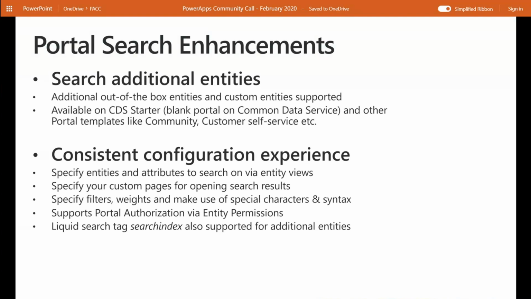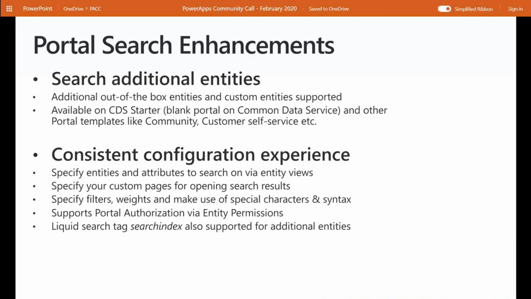So one can now specify entities and attributes via a portal search named entity view, which is going to define the scope of the set of attributes that you are going to allow search on, and hence be indexed, for the search to run the queries off. The next thing is that you can also specify, once the search results come up and the end user clicks on a search result, what page should open to show that record type.